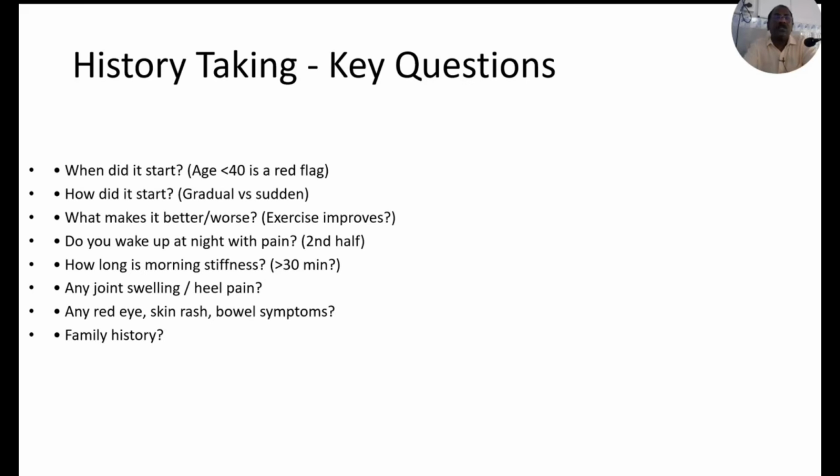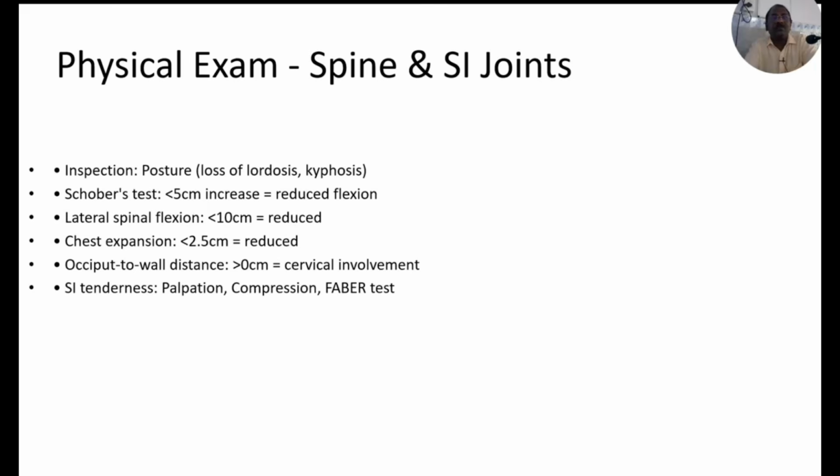So history taking, key questions: when did it start? How did it start? Is it gradual or insidious? What makes it better or worse? Does exercise improve or increase it? Do you wake up at night with the pain, especially in the second half of the sleep? How long is the morning stiffness? Any joint swellings or heel pains or enthesitis, etc. Any red eye, skin rash or bowel symptoms to rule out ankylosing spondylitis or psoriasis or inflammatory bowel diseases, etc. Is there any family history? Because HLA-B27 runs in families.